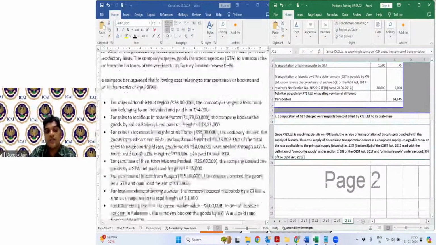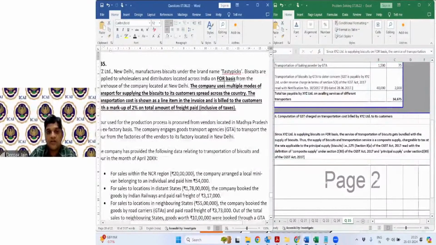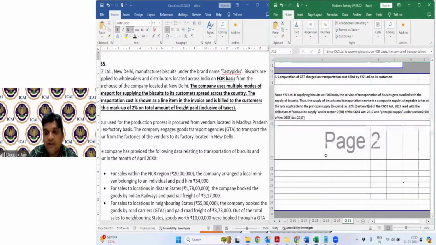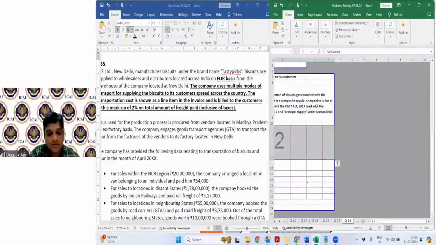That is the relevance of the question when it says FOR, freight on receipt basis. मतलब my responsibility is to deliver the goods at your location. FOR का basis वो है. So when I deliver the goods to your location, it means the responsibility of transportation is also mine. So it's a composite supply and the rate of freight will be at 12%. What is the value of that?